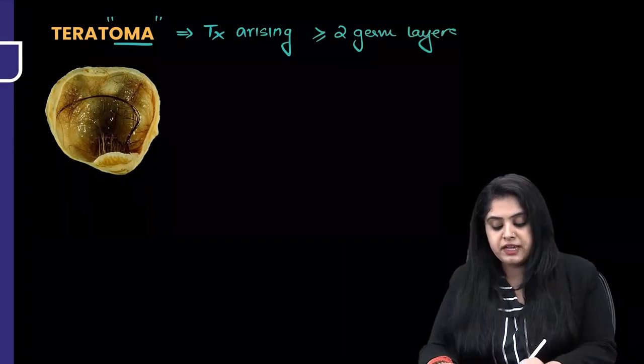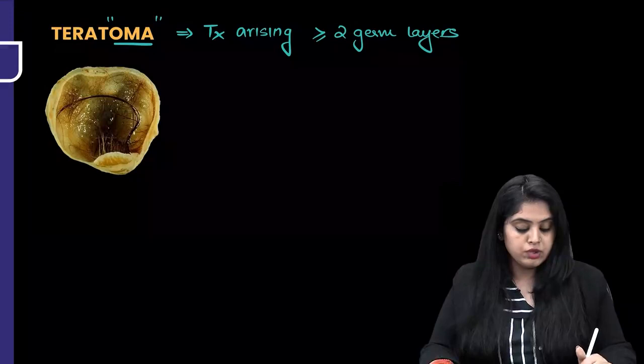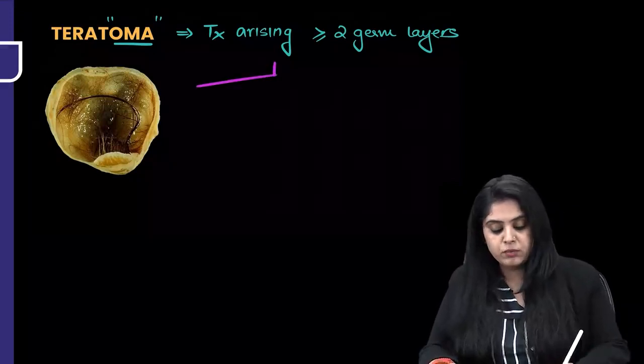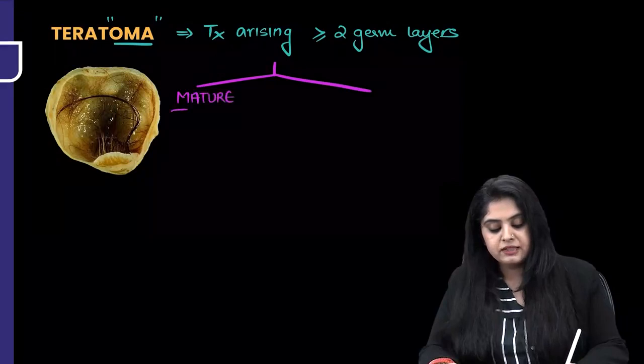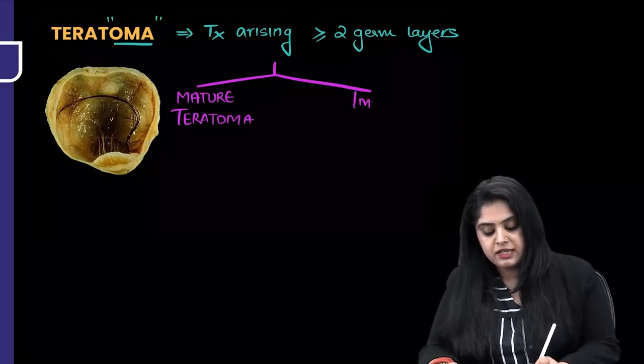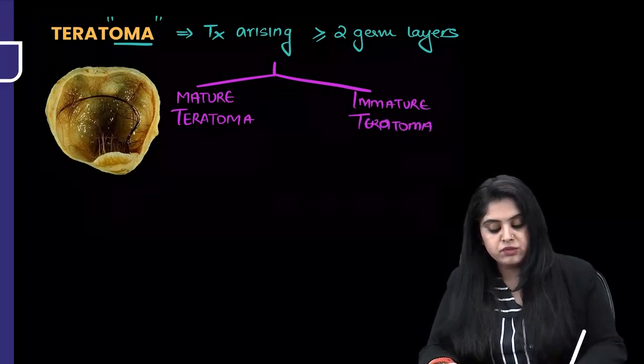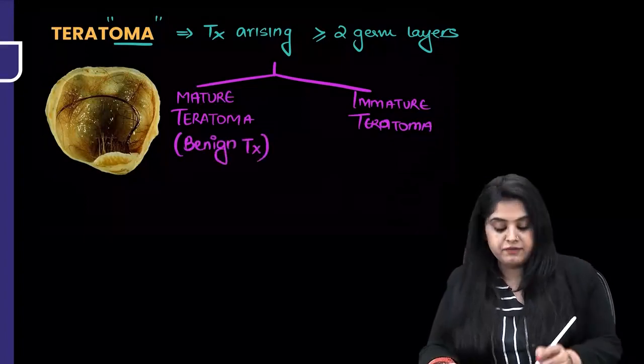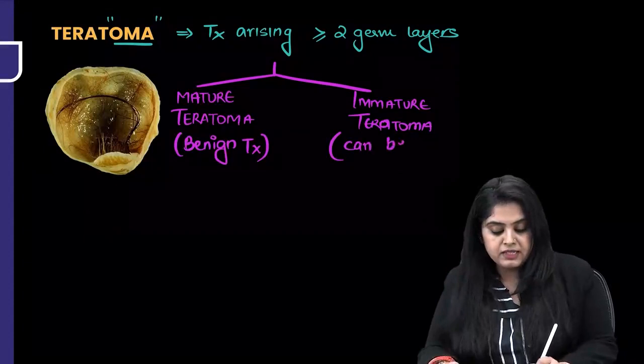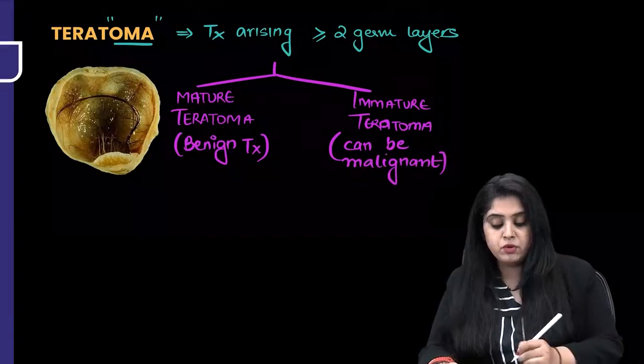Teratoma is a tumor that arises from 2 or more than 2 germ layers, and please note that teratoma can be of 2 types. One is known as a mature teratoma and the other is known as an immature teratoma, because now the twist in the story is going to come. When I say mature teratoma, that is what we refer to as the benign tumor. The benign one is the mature one, whereas the one which can be malignant is going to be an immature teratoma. Very important.